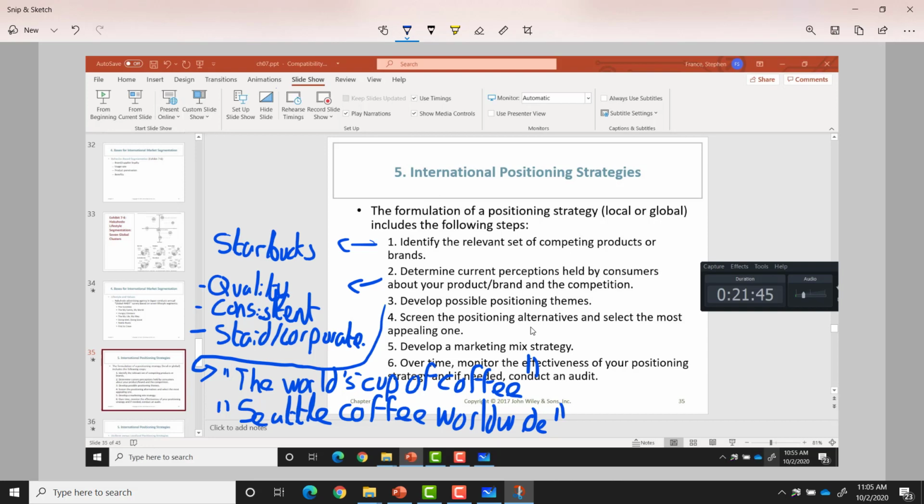So we'd make maybe lots of positioning statements, then we would choose one. We would determine how to market for this particular strategy. So, if we're going for a global brand, we'd maybe do a lot of global social media. And we just think a little bit about how our marketing strategy would interact with our particular statement, our particular positioning themes. And over time, we need to just monitor how well our positioning theme goes.